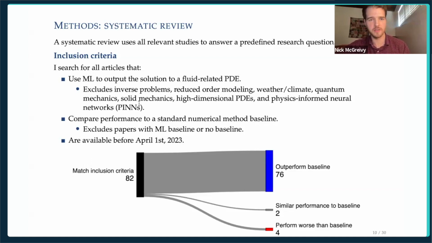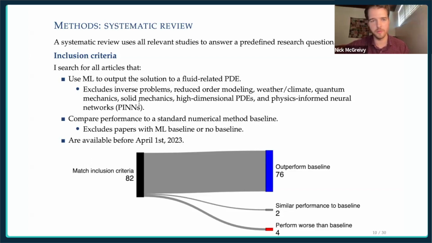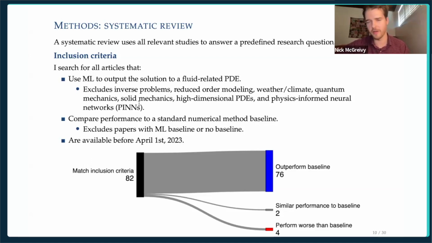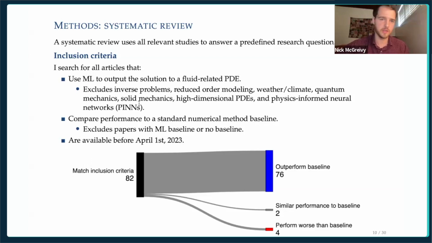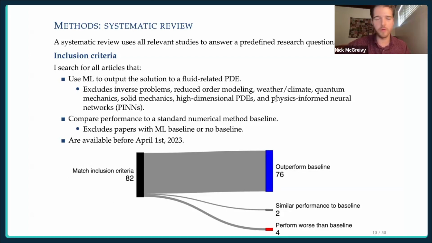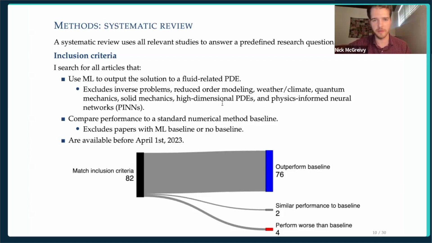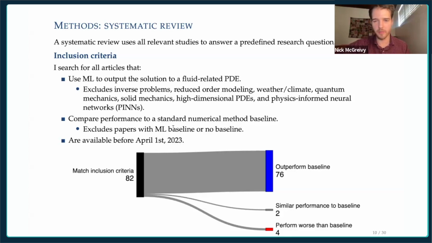So I should say that this means that the results here don't apply to inverse modeling. They don't apply to weather systems, climate systems. They don't apply to quantum mechanics PDEs, solid mechanics PDEs, et cetera. So I wouldn't assume that these issues apply to all areas, but some of these areas might suffer from similar issues. And then we're also, again, not looking at ML baselines.